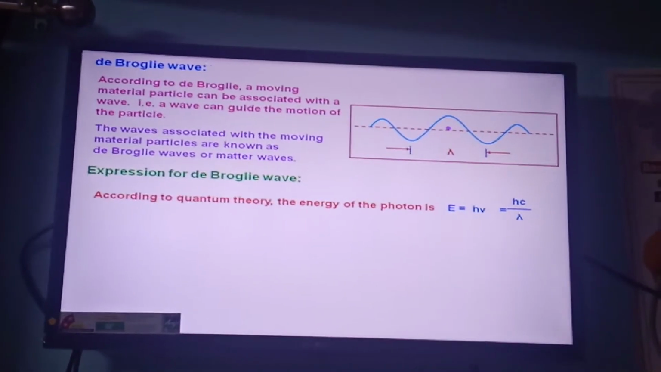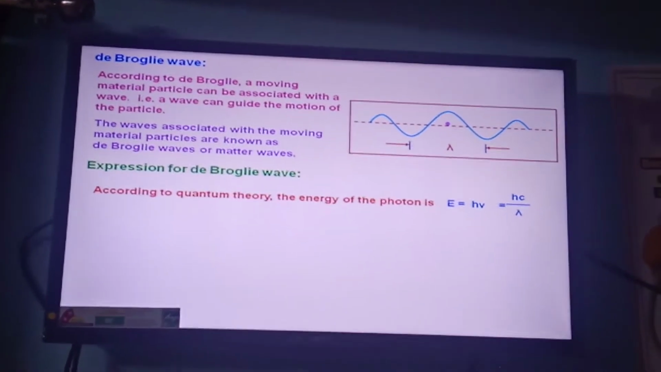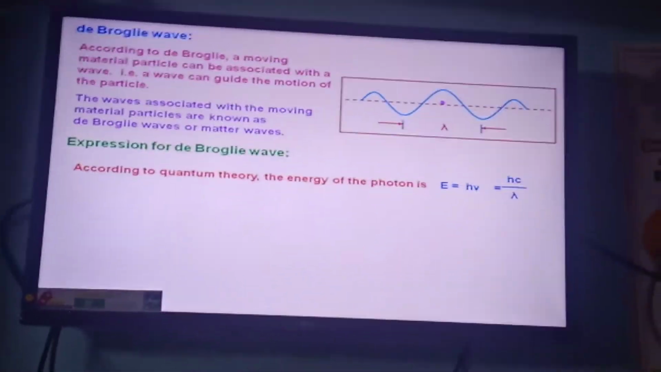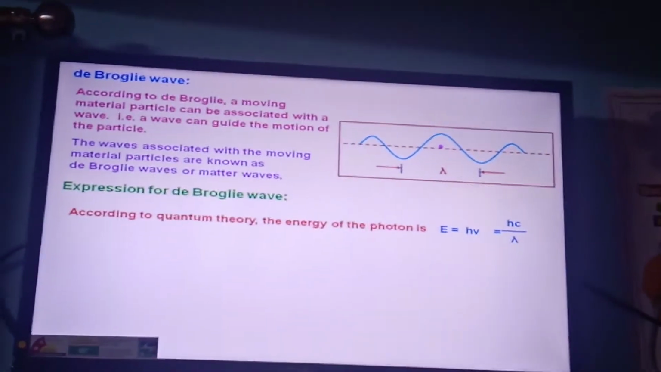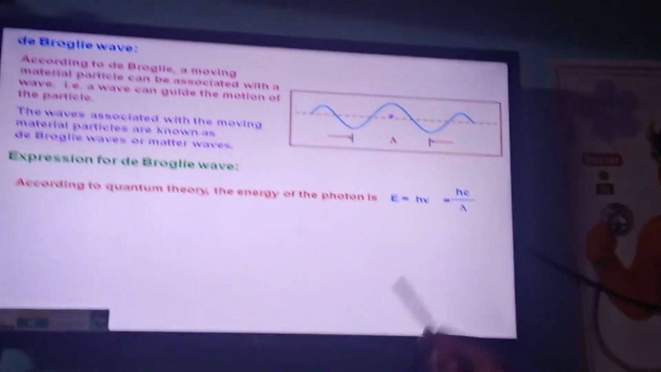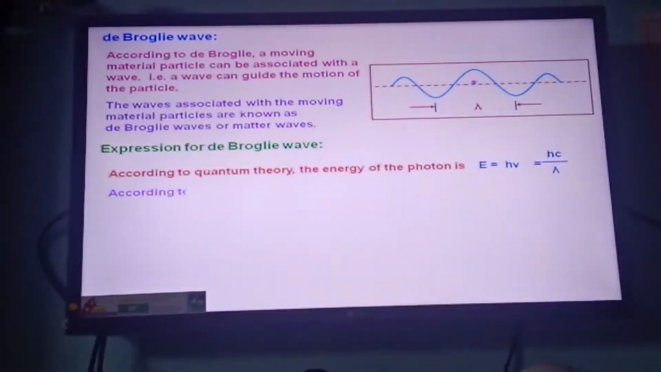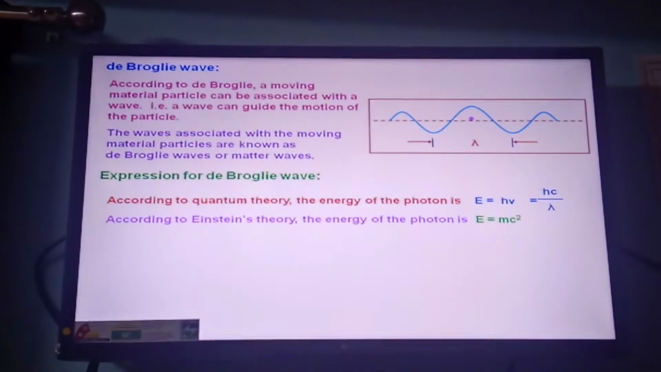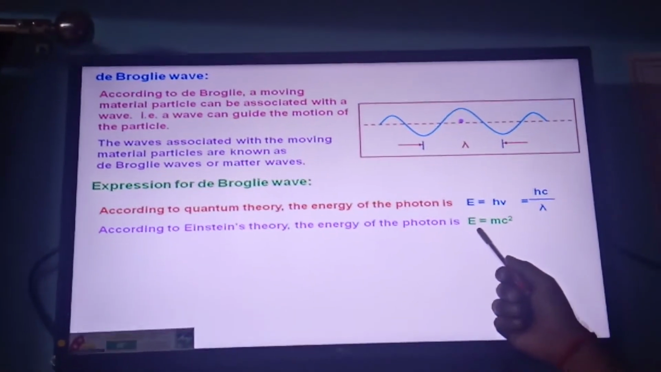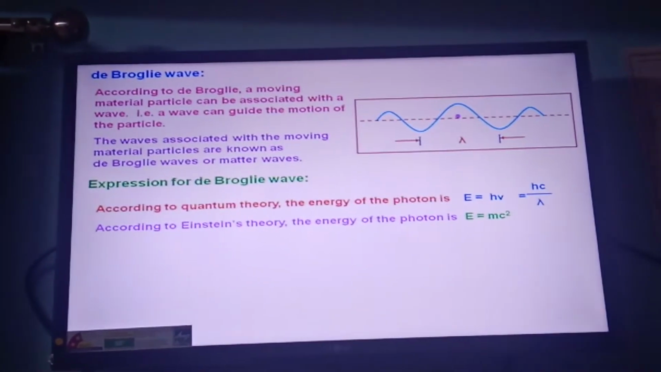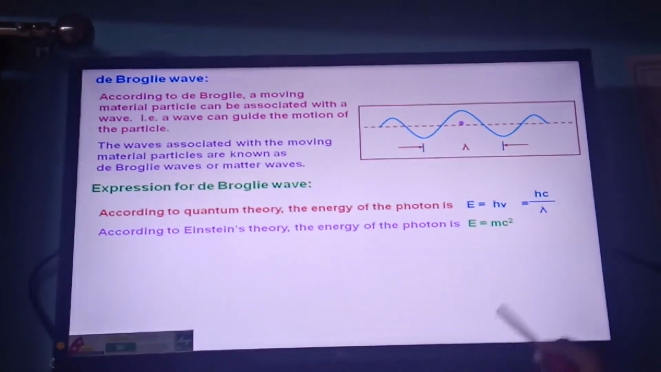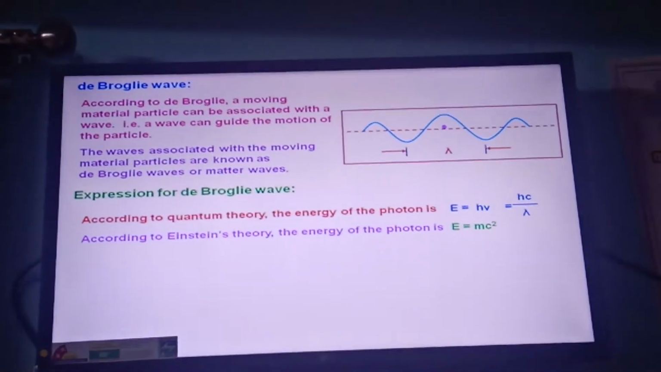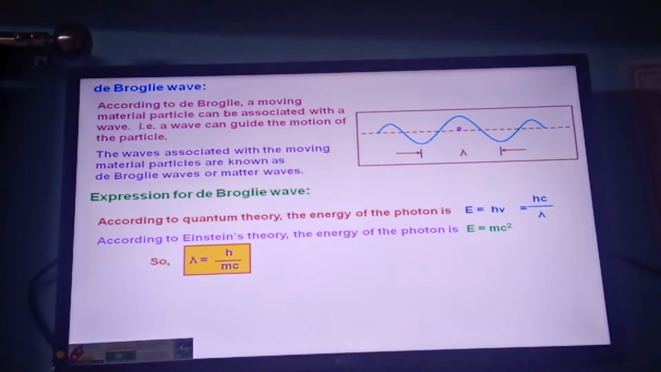Let's see. According to quantum theory, light always travels in the form of photons. So from the quantum theory, the energy of the photon is E equals hc upon lambda. So mark it first equation. Now according to Einstein's mass energy relation, the energy of the photon is E equals mc square. So from here we can see the left hand sides are equal, that's why we can equate the right hand sides.